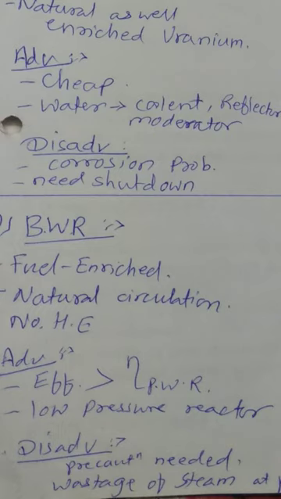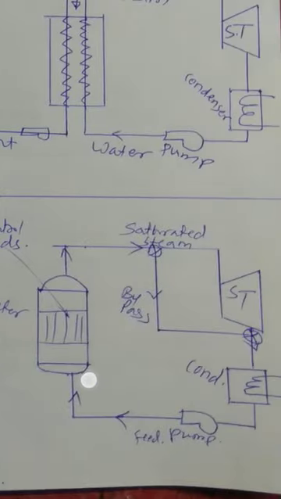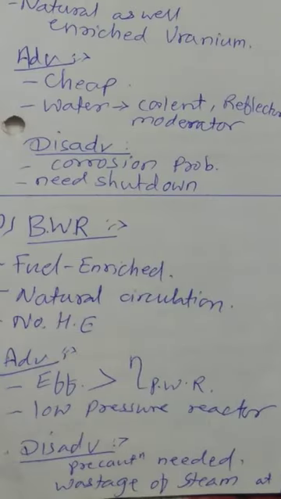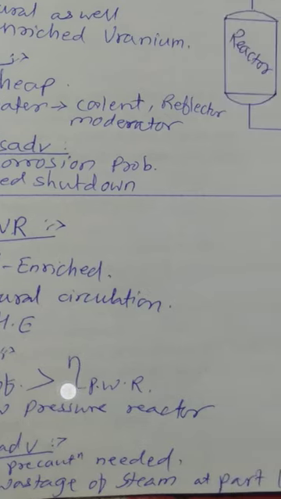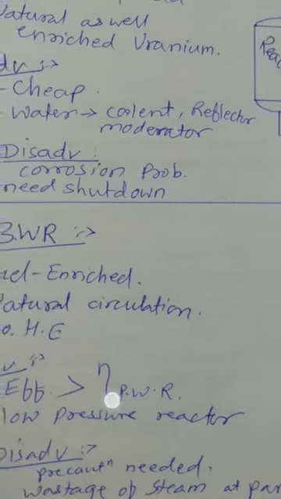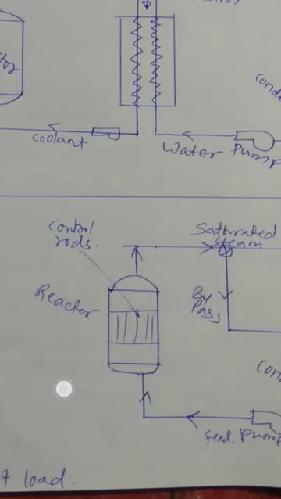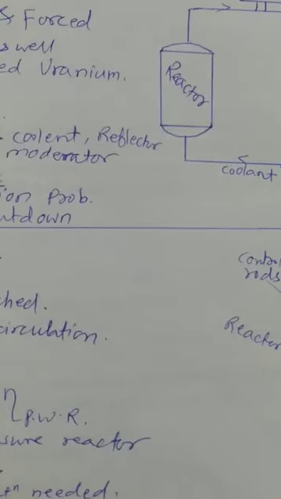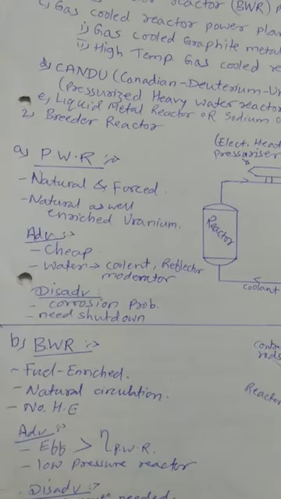Condensate is returned to the reactor as feed water by the feed water pump, because we are only utilizing boiling water. After that, the condensate is again fed to the reactor with the help of feed water. So precaution is needed here. And there is a disadvantage, that is wastage of steam at part load. If you are using it at part load, the steam which is generated is wasted. And the Tarapur power plant works on this boiling water reactor power plant.